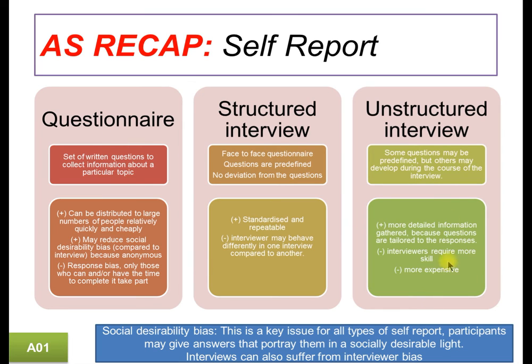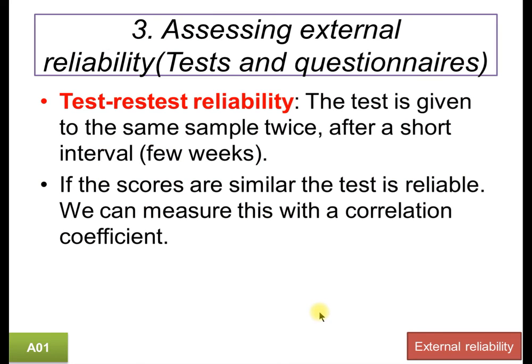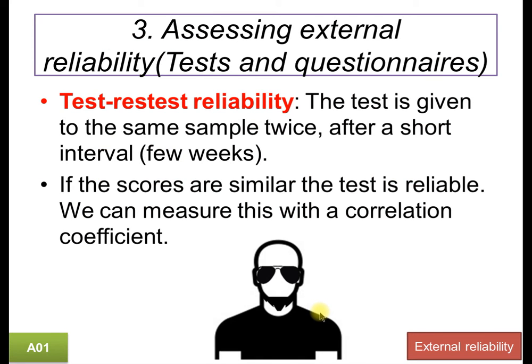The strengths and weaknesses of each are here. There is something called a semi-structured interview, which would nestle in between here, and you know something about that. The key issue for self-report measures tend to be social desirability bias, response bias, and interviewer effects. And we're going to look at some of the issues relating to those that may cause our self-report to be unreliable.